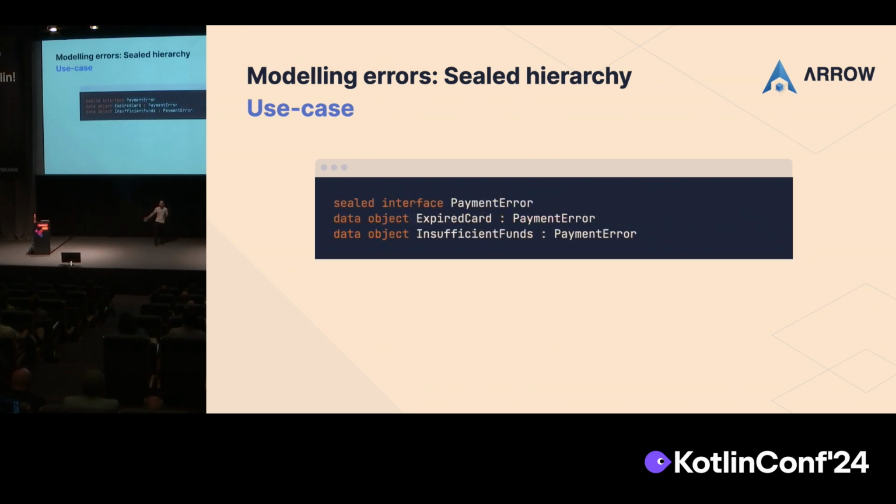We create a new separate domain for our payments. So we create a payment error, and here, as an example, we take into account two critical errors: a credit card expired or insufficient funds on a credit card.